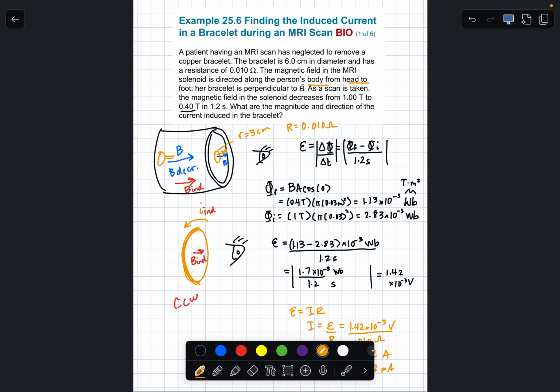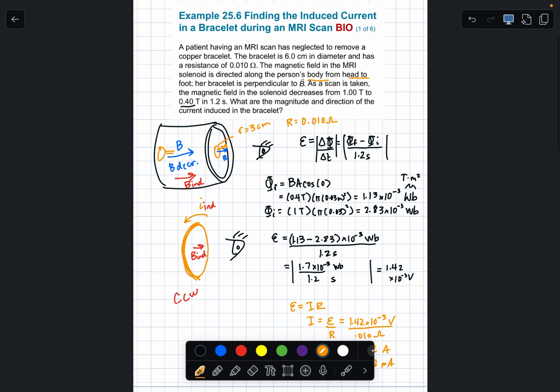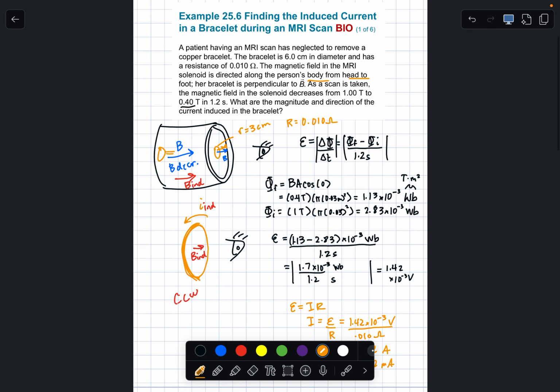Oh, well then, that makes mine make more sense, right? But don't worry about that. That's not a relevant part of the problem. You pick the B, and then you know what direction it is. It's either axially out or axially the other way. So yes, it's directed along the person's body from head to foot.